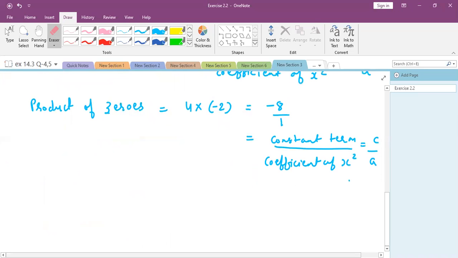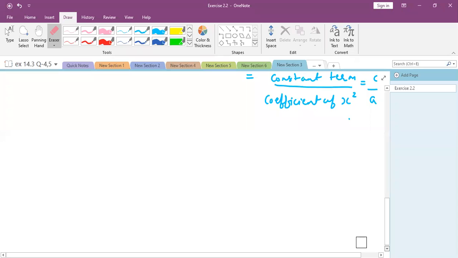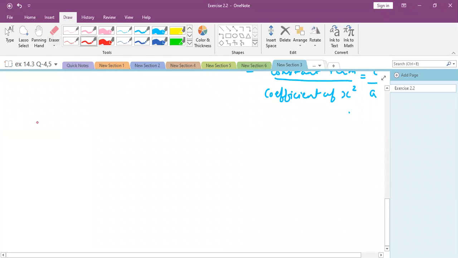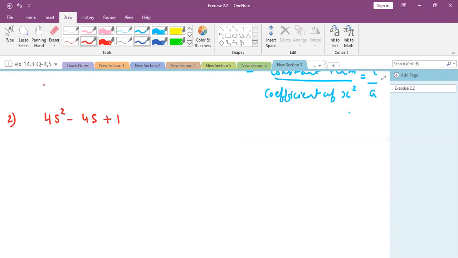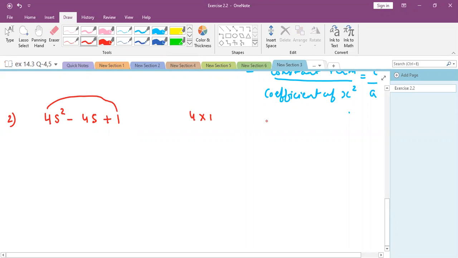Your question is the next one, 4s square minus 4s plus 1. Okay, so here I'll write the question again. The second question we are doing of exercise 2.2, 4s square minus 4s plus 1. So again, we are going to find the zeros by middle term splitting. First I'm going to multiply the first and the last term. The coefficient of the first term is 4 and the last term is 1. So 4 multiplied by 1, the product will be 4. And let us find the prime factors of 4. So 2 2s are 4 and 2 1s are.